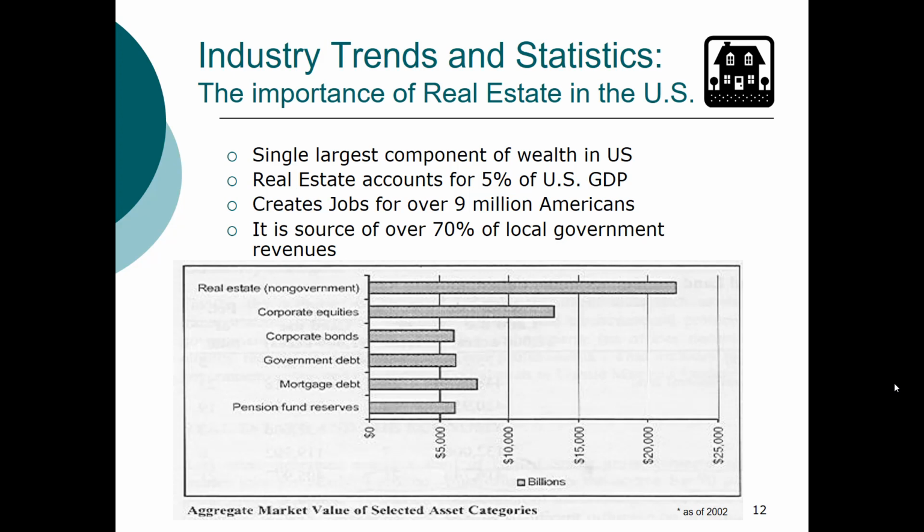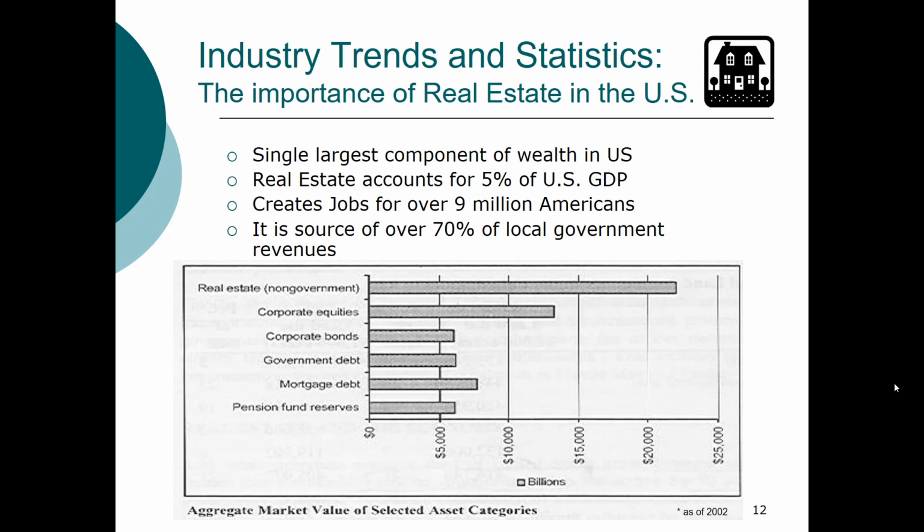At that time, real estate also accounted for about 5% of the U.S. gross domestic product, the GDP, which represents the total dollar value of all goods and services produced in the U.S. over a specific time period. You can think of the GDP as the size of the economy. Back then, it was estimated that real estate created jobs for over 9 million Americans and was the source of 70% of local government revenues.